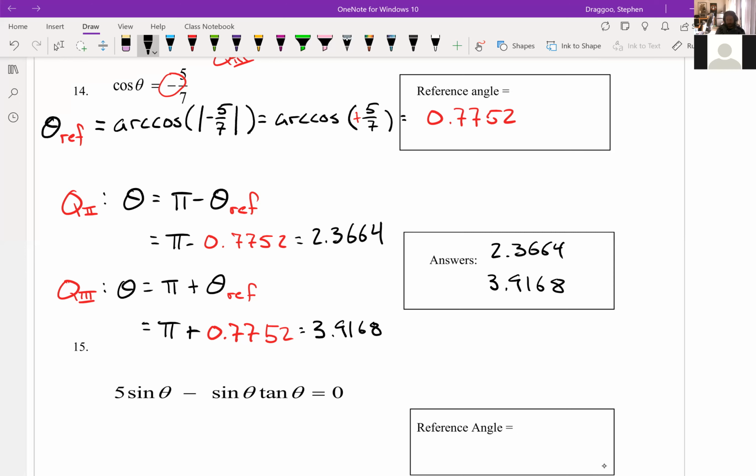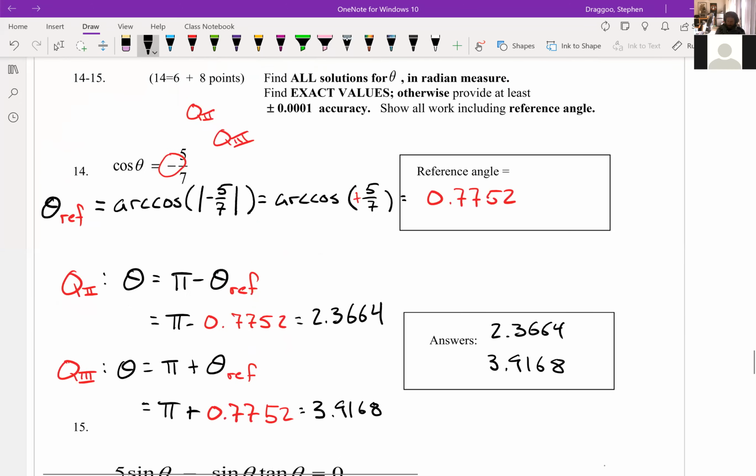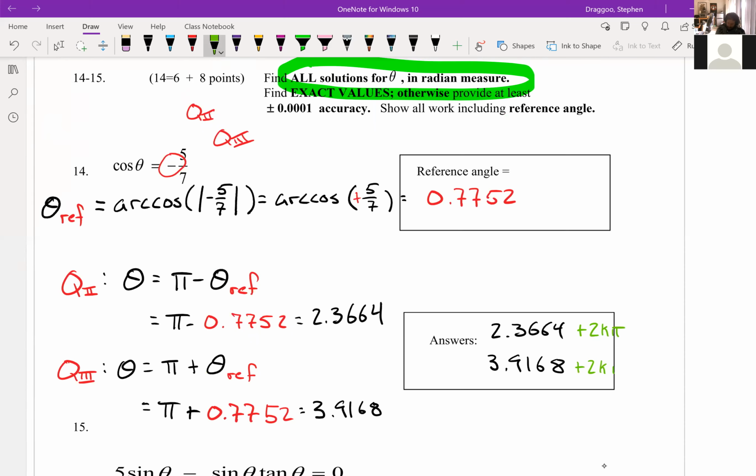Going to the chat, should we be in radians or degrees for this problem? We're doing this one in radians. Also it said find all solutions for theta in radian measure, which means we'll want plus 2k pi on each of those answers. We started by finding all solutions between 0 and 2 pi, and then anything coterminal to either one of those angles would also be a solution to this problem. So we'll add 2k pi to each one.